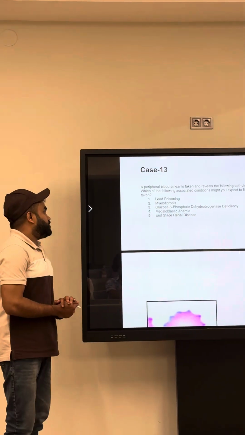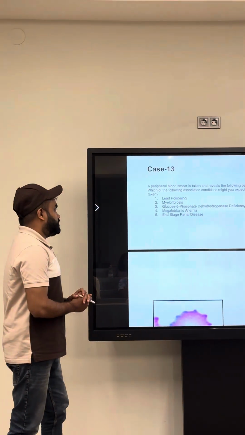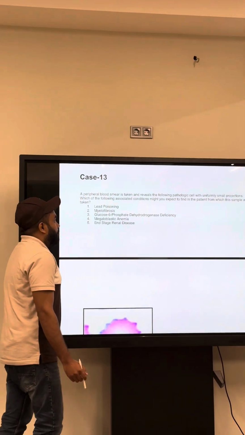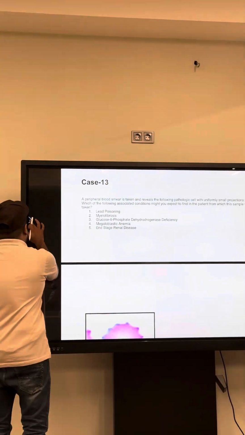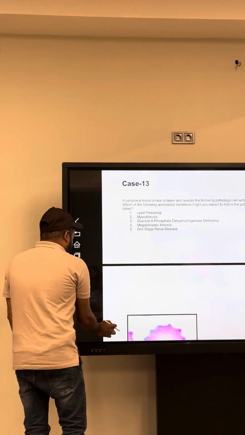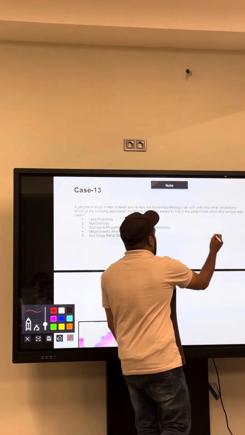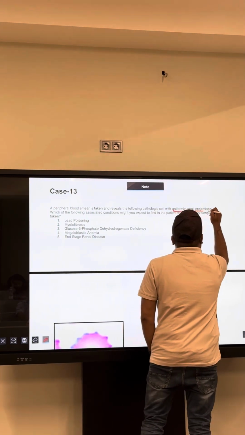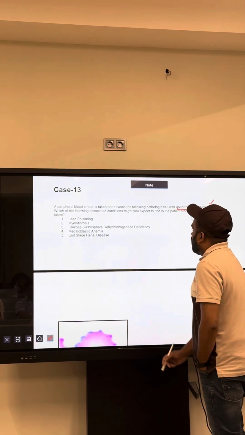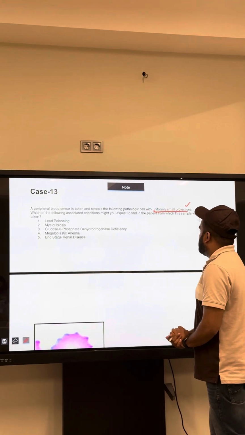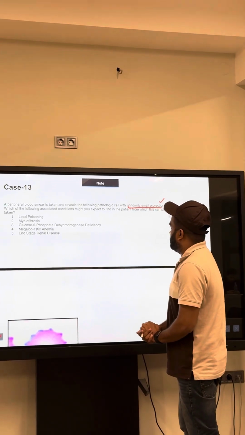So we have posted a question. Case 13. A blood smear is taken and reveals the following pathological cell. The pathological cell, what they are mentioning here, has uniformly small projections. Which of the following associated conditions might you expect to find in the patient from whom the sample was taken?